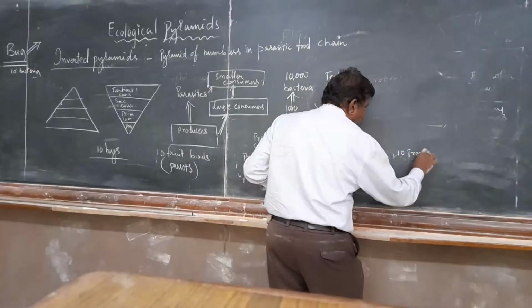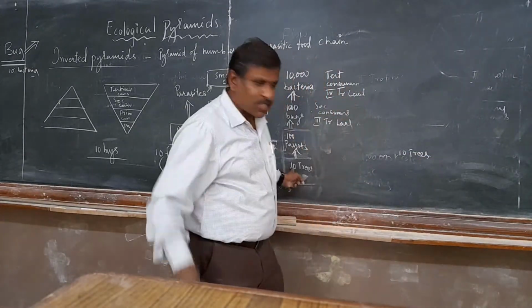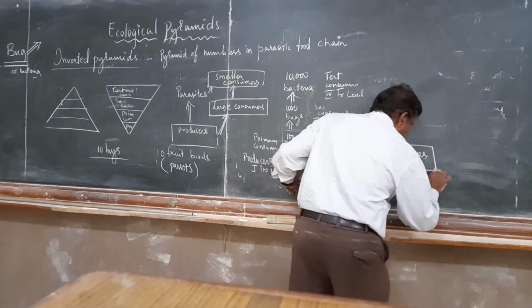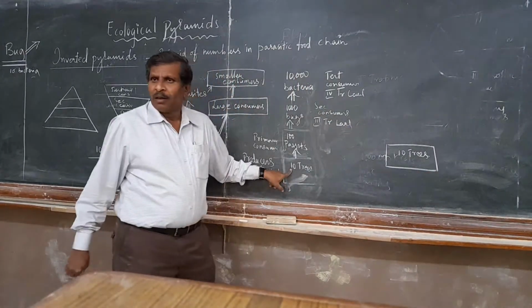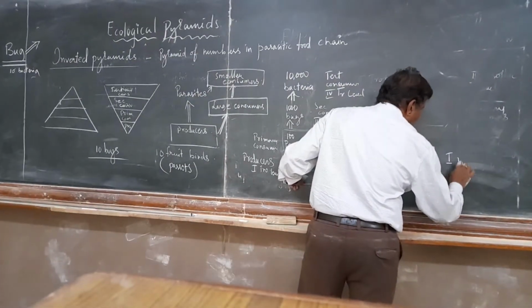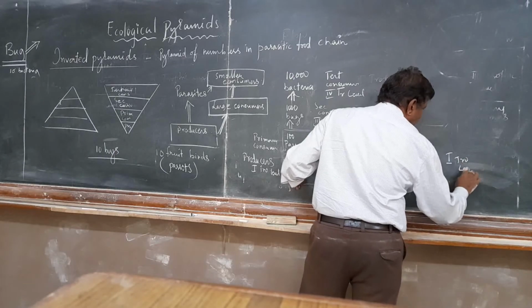Hardly 10 trees are there. Because of their lesser number, you are allotting them a lesser area. These 10 trees are the producers. I mean, they belong to the first trophic level here.